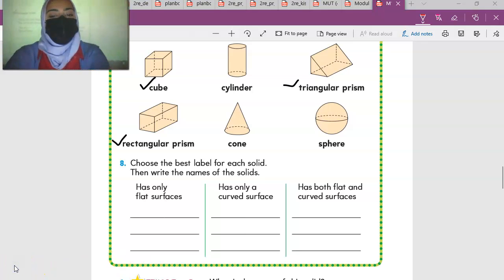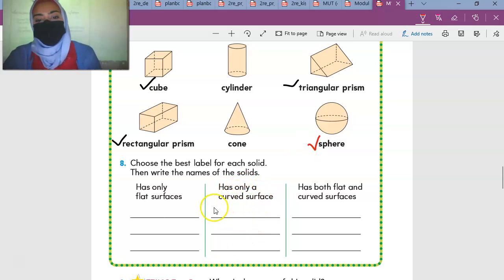Okay, which ones have only curved surfaces? Has only a curved surface? Rena. Good. There's only one for this one. A sphere. Only a sphere. A cone and a cylinder have a flat surface and a curved surface, so that doesn't belong here. This has only curved surfaces, and the only one with a curved surface is a sphere. Okay?